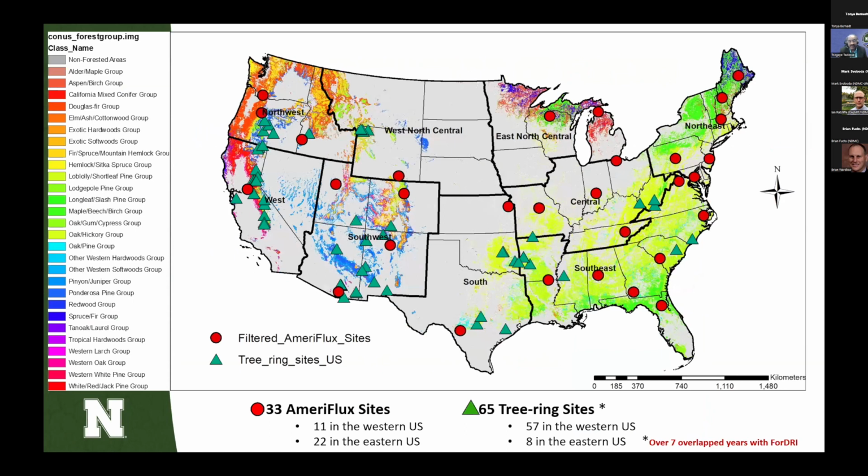This slide shows the location of the sites we use for evaluation of ForDRI on the forest map produced by the U.S. Forest Service. We have used 33 AmeriFlux sites in red circles, that include 11 sites in the western and 22 sites in the eastern United States. In addition, we have used 65 tree ring sites in green triangles with relatively longer historical records, more than 7 years. So for our evaluation of ForDRI, we used 57 tree ring sites data that are available in the Western US and 8 sites over the Eastern US.